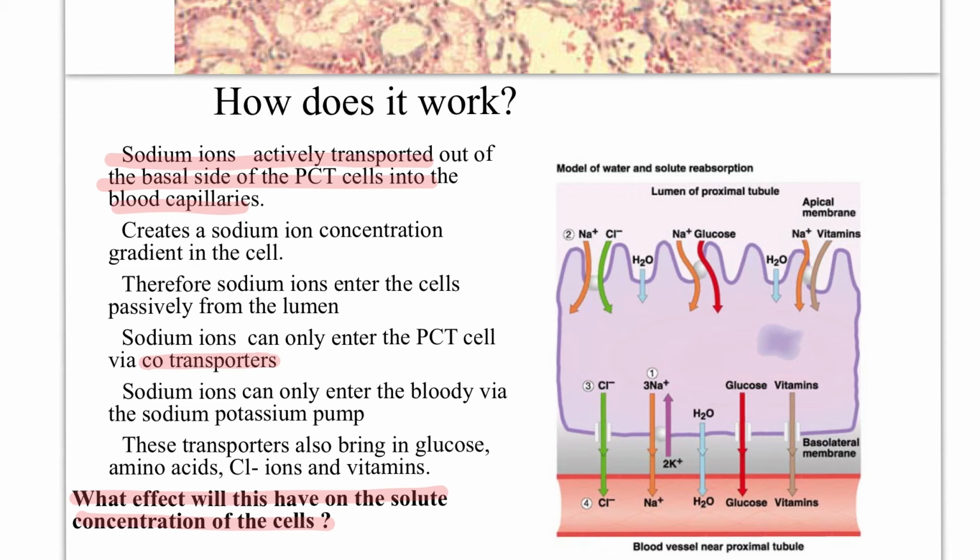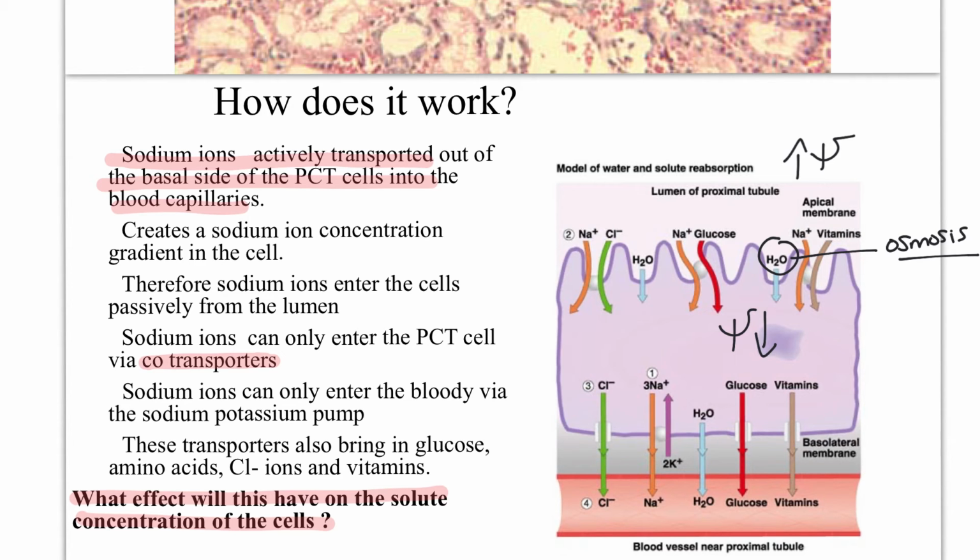Well, because we're now drawing in all these solutes, it's going to massively lower the water potential. So this is going to have a much lower water potential in the cell in comparison to the lumen of the PCT. And so water is going to follow passively by osmosis. Water is just going to be drawn in down its water potential gradient, and that water potential gradient is being generated by the introduction of all these solutes into the cell.